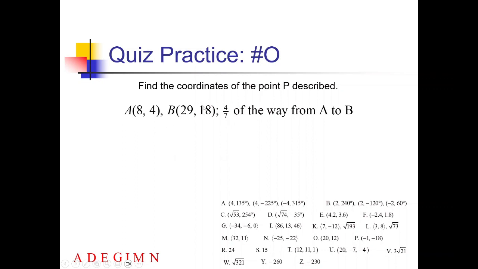So let's get our component form first here. That's going to be 29 minus 8, comma 18 minus 4. So to get from point A to B, we have to do 21, comma 14. 21 steps to the right, 14 steps up. Next, I'm going to do point A plus 4/7 of this component form.